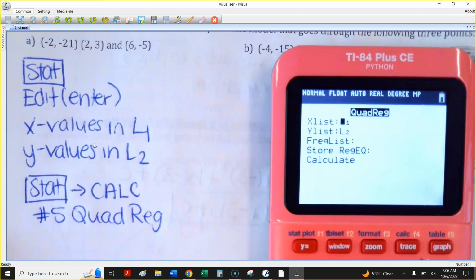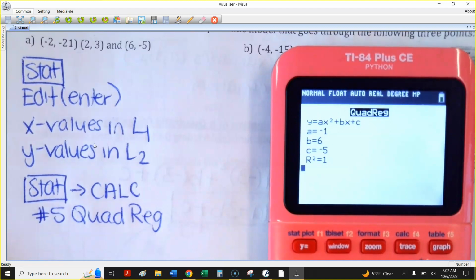Now, this is going to depend on your calculator. If you have an 83, I think you just have to hit enter twice. If you have an 84 like mine up here, just keep hitting enter. Just don't do anything on that screen. Just keep hitting enter and then it'll show up.